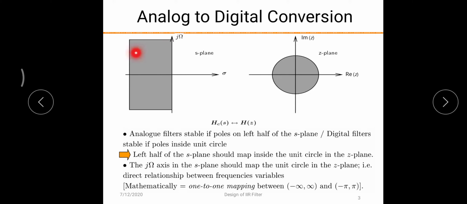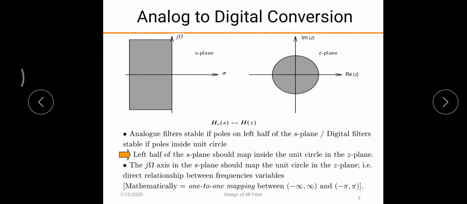All the poles that lie at the left side of the S plane should be mapped inside the unit circle. The poles placed at the right side of the plane will be mapped outside of the unit circle. The poles on the imaginary axis should be mapped exactly on the unit circle. This has to be taken care of before proceeding with a conversion from analog filter to digital filter.